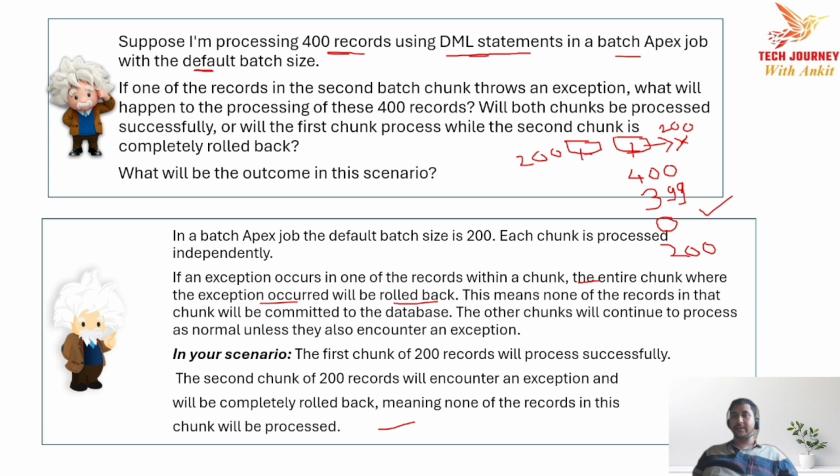So this chunk is causing an exception, and the error occurred in this chunk, so this chunk will be completely rolled back. This means that none of the records in that chunk will be processed. Only the chunk which has all successful records will be processed. That means in our scenario, the 200 records will be processed successfully because this chunk is good. The second chunk of 200 records, which encounters an exception, will be rolled back, meaning that none of the records in that chunk will be processed.